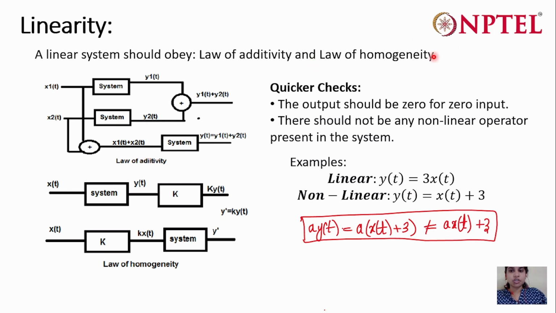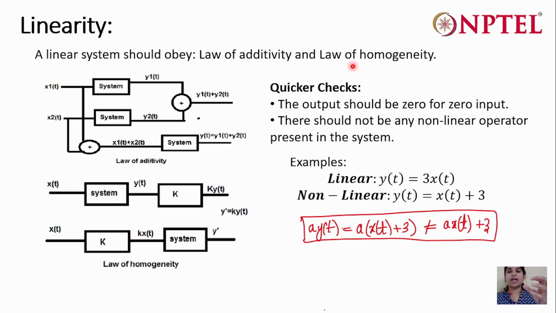What is law of homogeneity? If I have a system, the output is y of t and then I am scaling the output. Now this output k into y of t should be the same as scaling the input and then giving it to the system. So directly scaling the output and scaling the input and giving it to the system, their outputs should be the same. This is law of homogeneity. So a linear system should obey law of additivity and law of homogeneity.